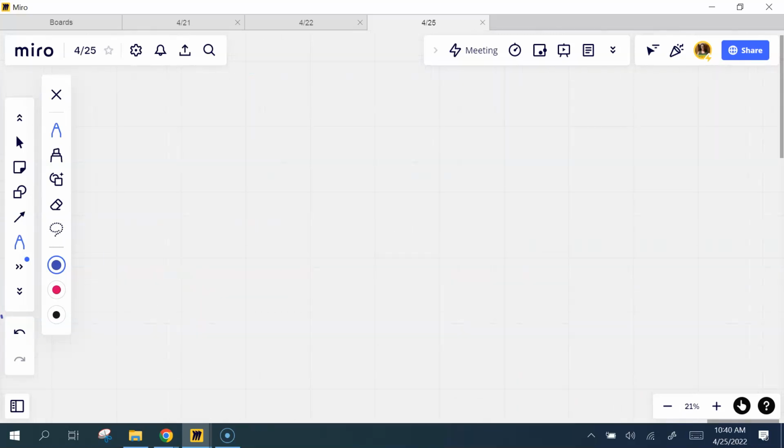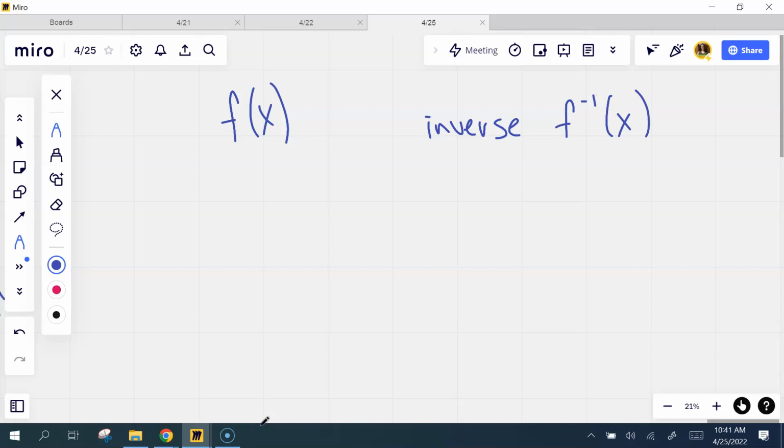All right. I told you a lot of times we use f of x. So the inverse, if f of x is my relation, then the inverse is written as, and this is where it's a little bit different than just that -1, we put that -1 before the parentheses x, okay? So this is what the inverse of f looks like.